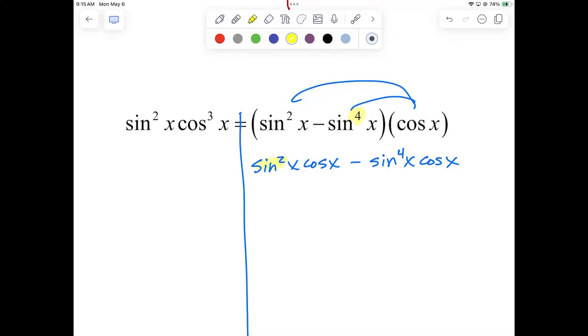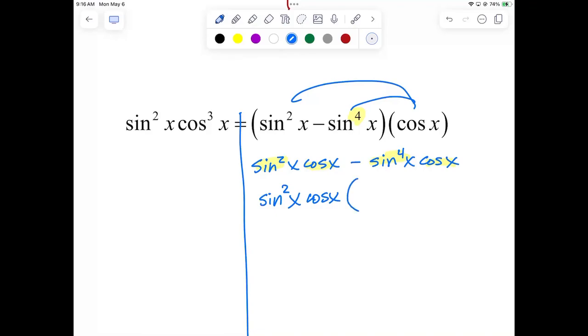We have a sine squared that's common in both of them, right? And a cosine that's common in both of them. So even though we just distributed the cosine, do you want to factor it right back out? Yeah. Fine, let's do it. So I'm factoring out a sine squared of x and a cosine of x.